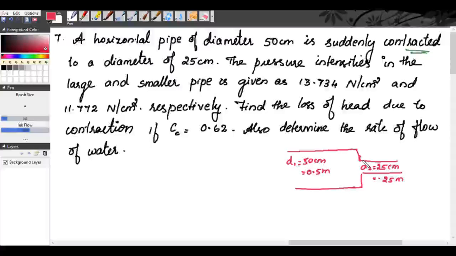The pressure intensities in the large and smaller pipes are 13.734 Newton per centimeter square and 11.772 Newton per centimeter square respectively. So P1 is equal to 13.734 Newton per centimeter square and P2 is given as 11.772 Newton per centimeter square. Find the loss of head due to contraction if Cc, that is the coefficient of contraction, is given. Also determine the rate of flow of water. We need to find Q.